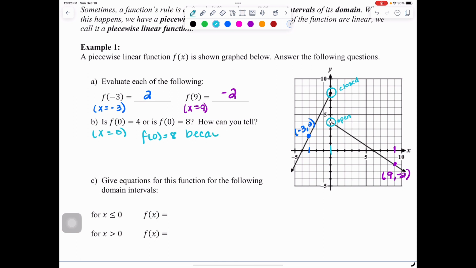And that's because there is a closed circle at the point (0, 8).